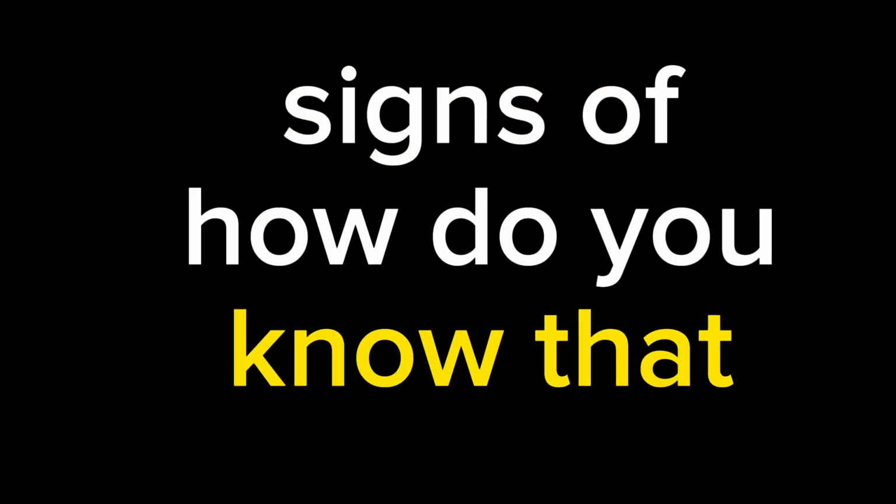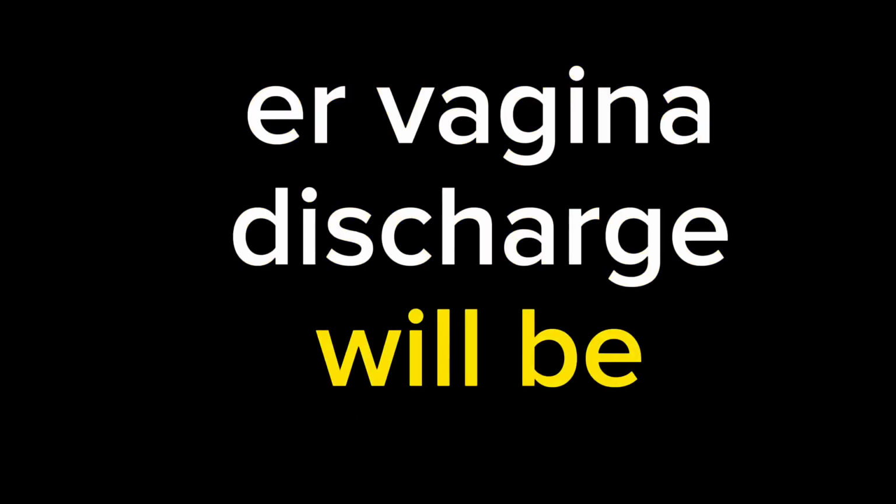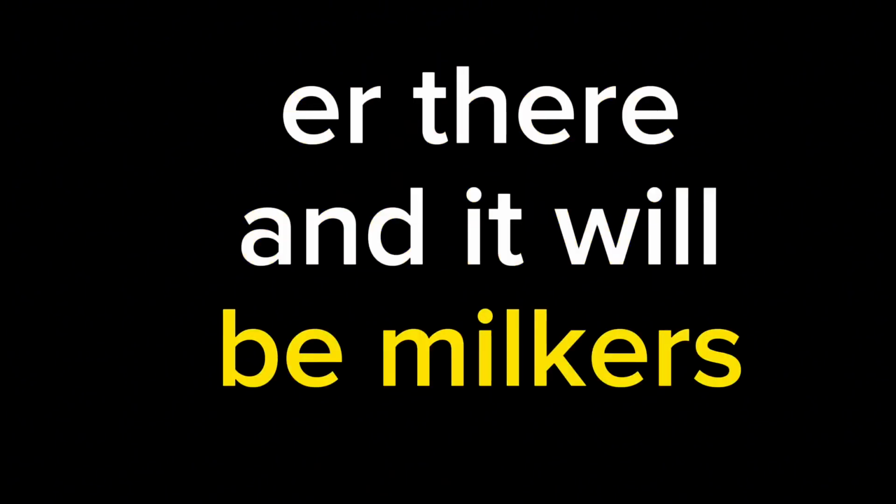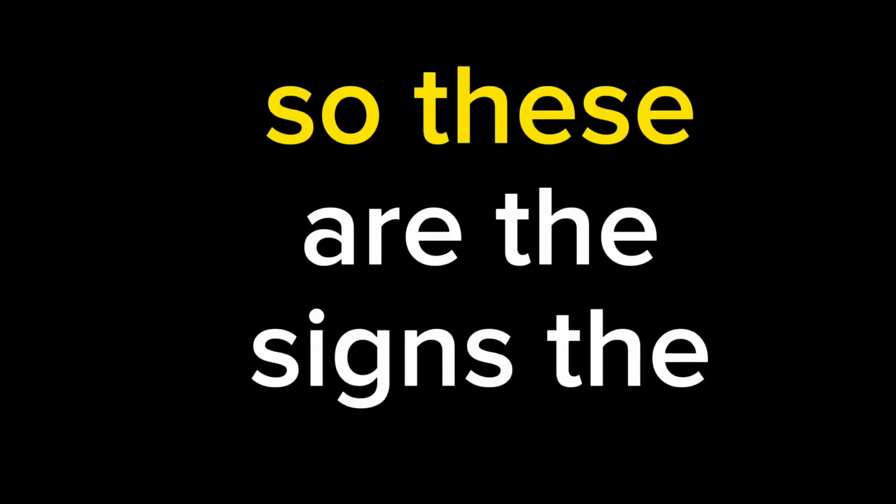Let's see the calendar method. First of all, you have to know the signs of ovulation. Let me talk about it. How do you know that you are ovulating? What are the signs? So the first sign, vaginal discharge will be a lot. It will be clear, it will be stretchy, and it will be mucus-like, and it will be thin. So those are the signs.